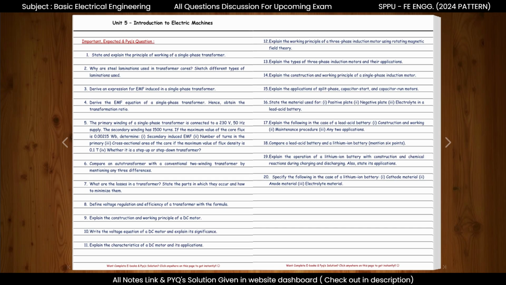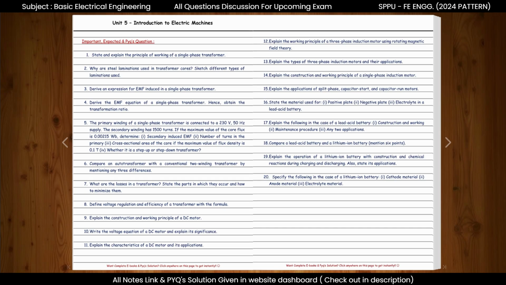Alright, let's move on to our next important topic. Explain the construction, working, maintenance procedure, and any two applications of a lead-acid battery. A lead-acid battery has lead dioxide and sponge lead plates immersed in dilute sulfuric acid. During discharge, chemical reactions produce electrical energy, and during charging, the reactions reverse. Maintenance includes keeping the plates covered with electrolyte and cleaning the terminals. They are used in automobiles and backup power supplies.